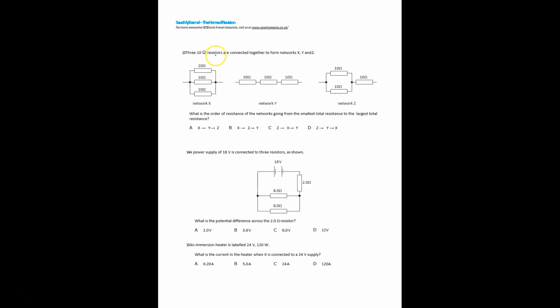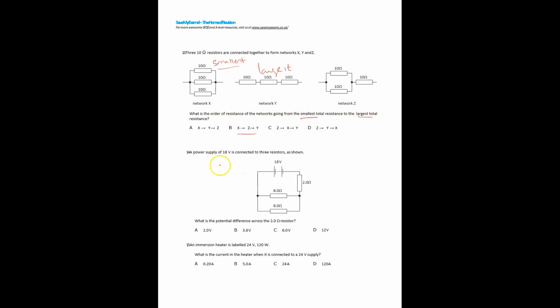There are 3 resistors, 10 ohm resistors, connected together to form X, Y, Z. This is the network X, Y, and Z. What is the order of resistance of the networks going from smallest total resistance to largest? If you connect all the resistors in parallel, it will give you the smallest value. The same resistors, if connected in series, give the largest value. This will be the middle value. Okay, so X, Z, Y.